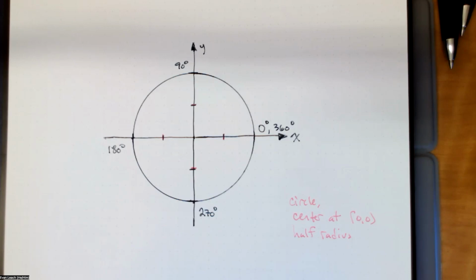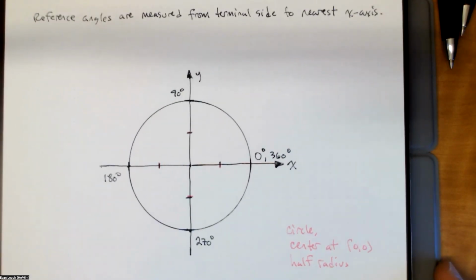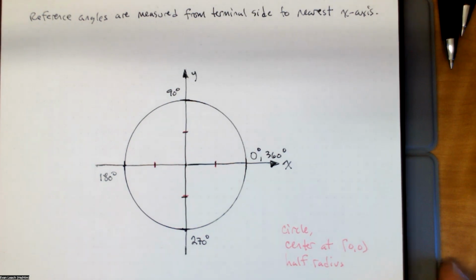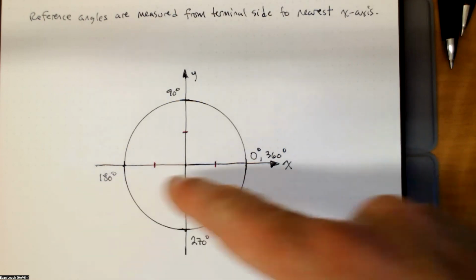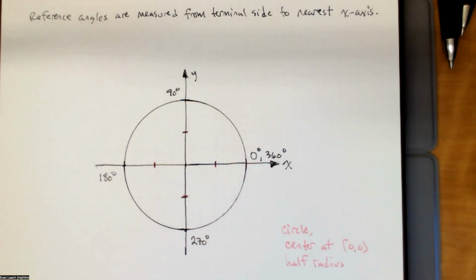When we have an angle in standard position, we say the reference angle is measured from the terminal side to the nearest part of the x-axis. A reference angle goes from the terminal side to the nearest x-axis. The nearest x-axis is either the positive part of the x-axis or the negative side of the x-axis.